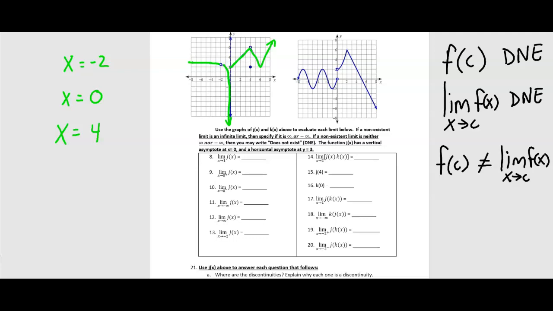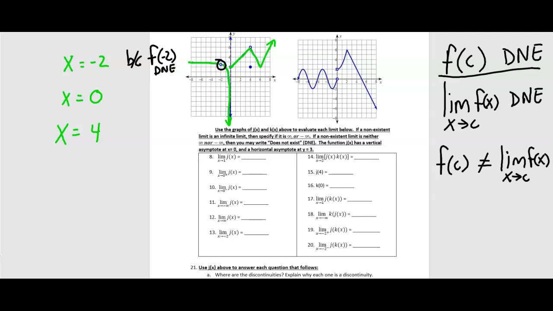So, all right, let's take a look at x equals -2. Let's start at the beginning. Does the function exist at that point? Well, the answer is no, because there's no solid dot. So we would say the reason this one fails is because f of -2 does not exist. The function doesn't exist at that point.